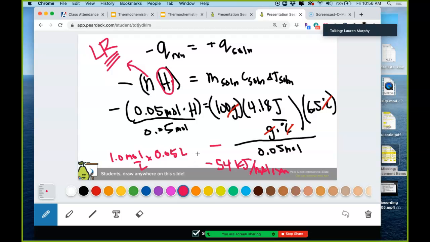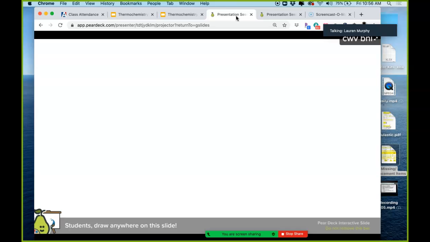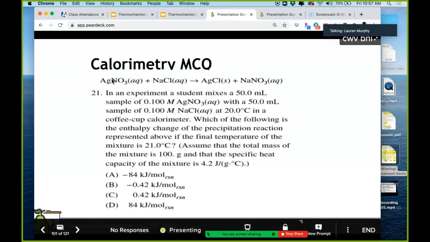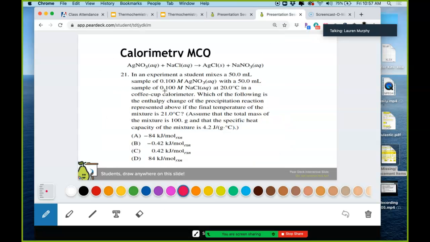So here's where we're finishing for in class. This was on the multiple choice test, I think like 2 or 3 years ago. So this is a chemical reaction. Notice it's not an acid-base reaction. However, it's a precipitation reaction, right? You take 2 aqueous solutions and you get a solid out of it. And they're mixing 50 milliliters of 0.1 molar silver nitrate, so that's this guy, and 50 milliliters of 0.1 molar sodium chloride.